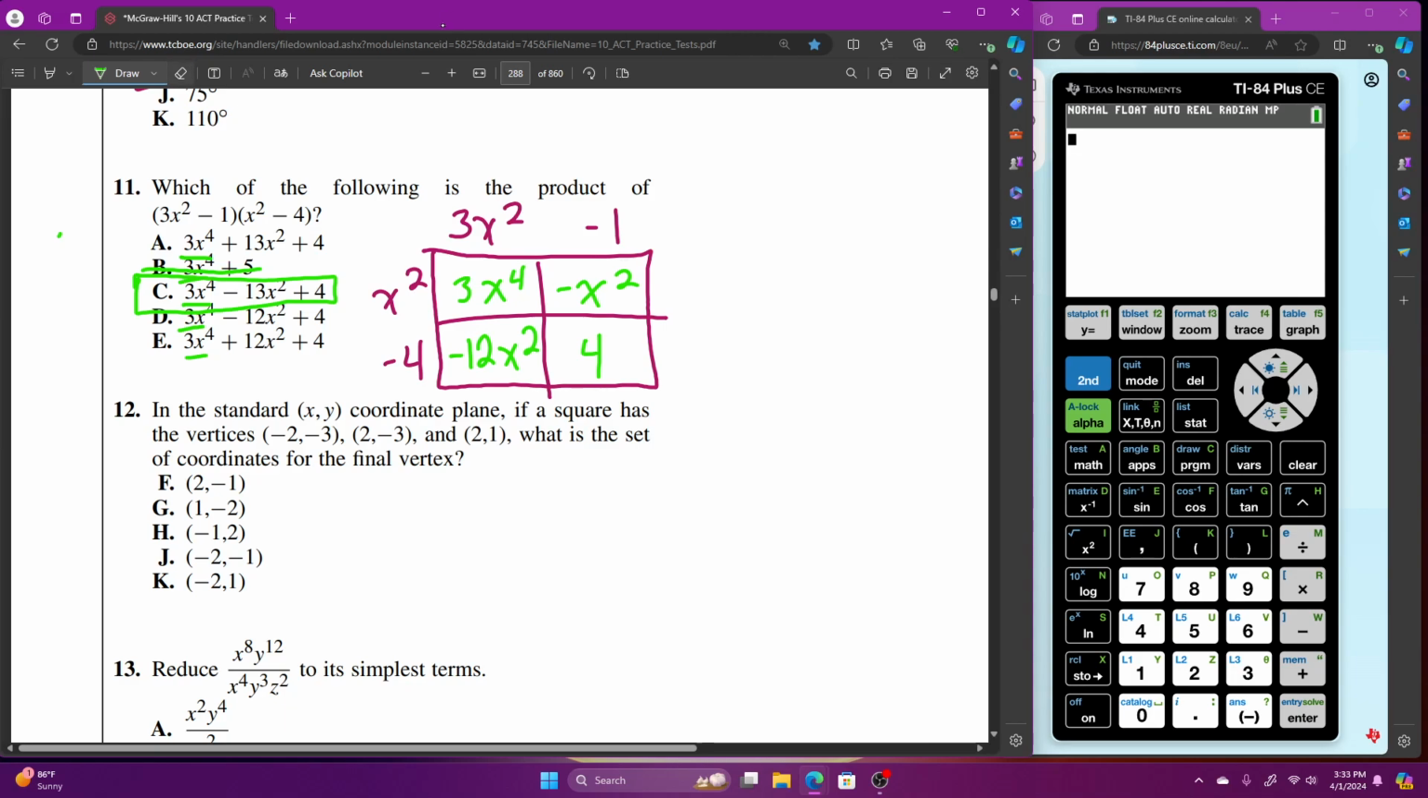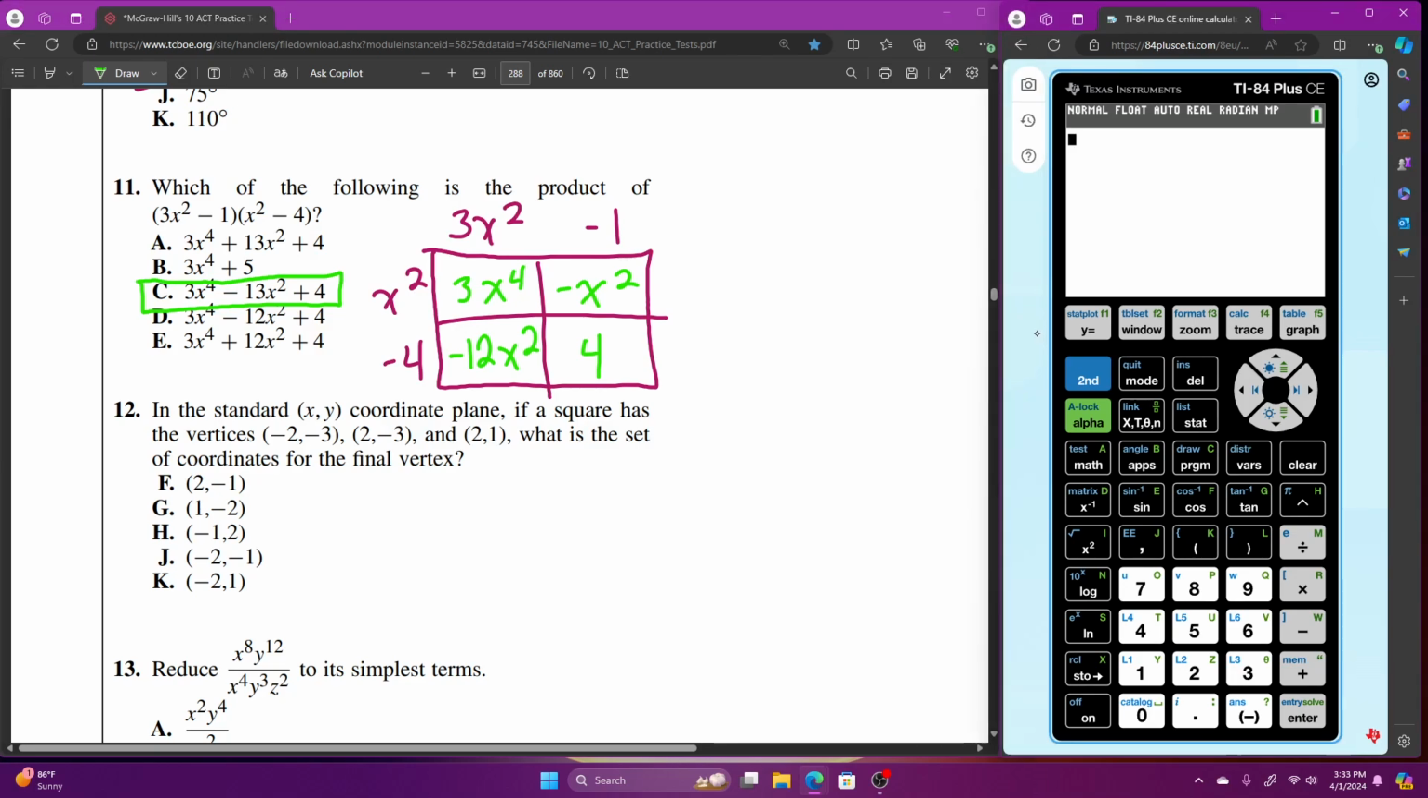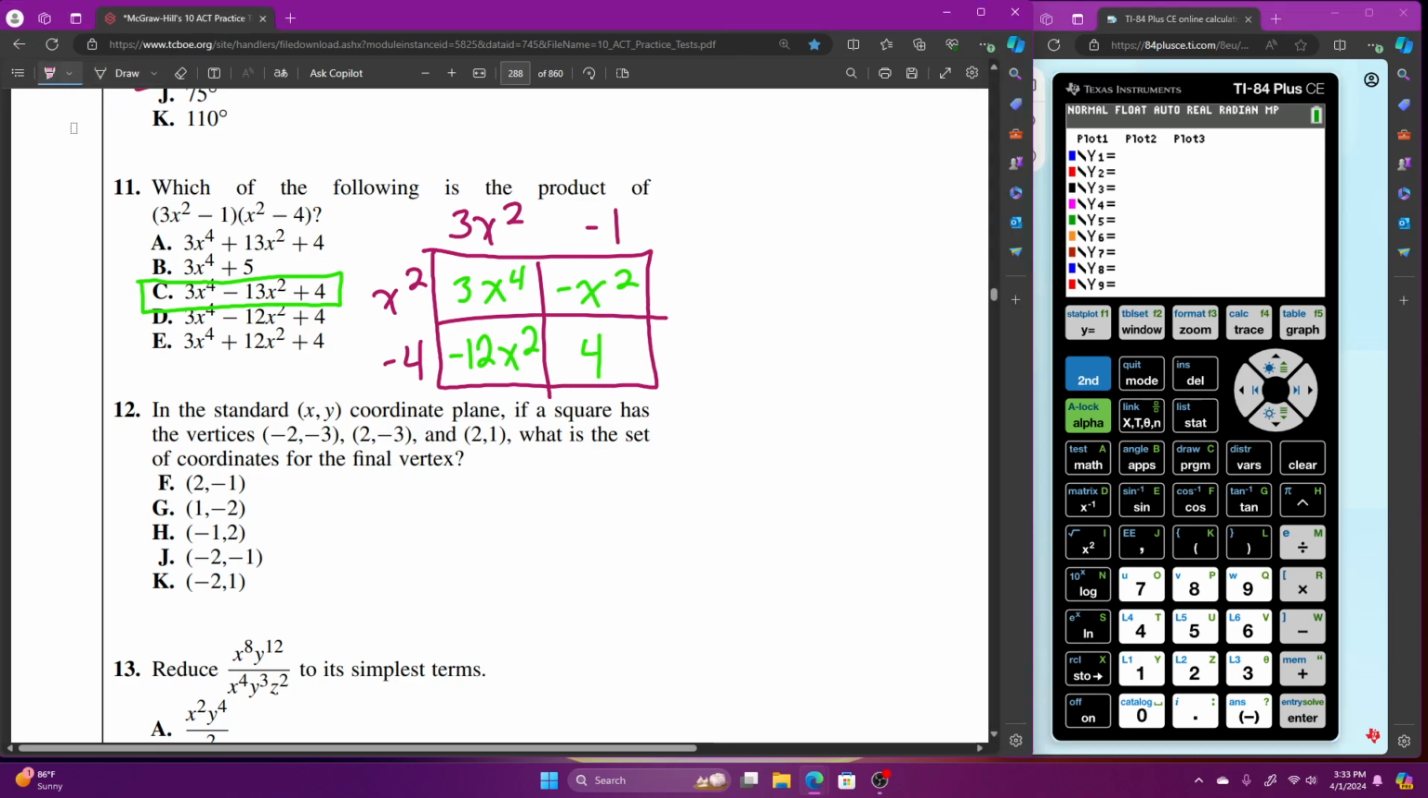And now I had some students in class say, Mrs. Cameron, I'm still really, you know, not comfortable doing that. So we decided to use our graphing calculator features to also solve this problem. Even though it doesn't look anything like a graphing type of question, you can use a graphing calculator because it's allowed on the ACT to solve it. So we're gonna put in the question exactly how it is right here.